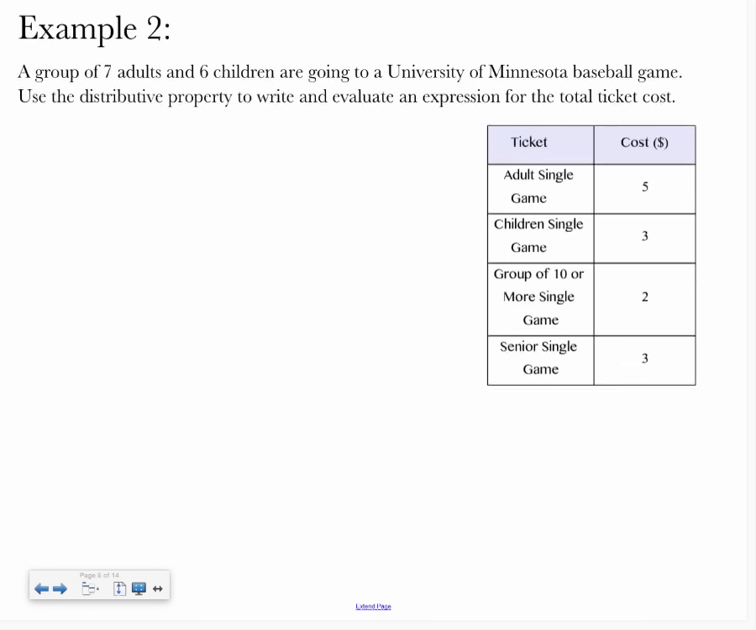Let's take a look at example 2. We're talking about a group of 7 adults and 6 children going to a University of Minnesota baseball game. Use the distributive property to write and evaluate an expression for the total ticket cost. So how are we going to represent this in an expression? So an expression, remember, we're going to have something plus something else. Well, if we have 7 adults and we have 6 children, okay? So 7 adults need tickets, 6 children need tickets.